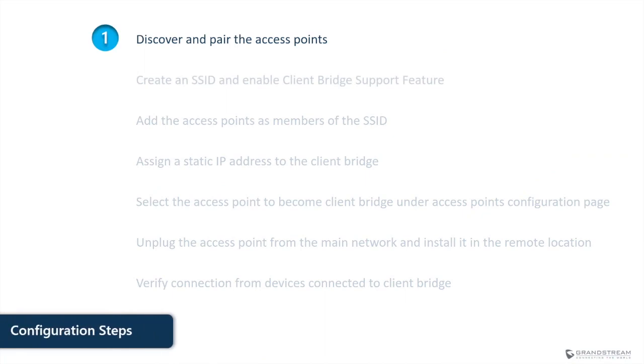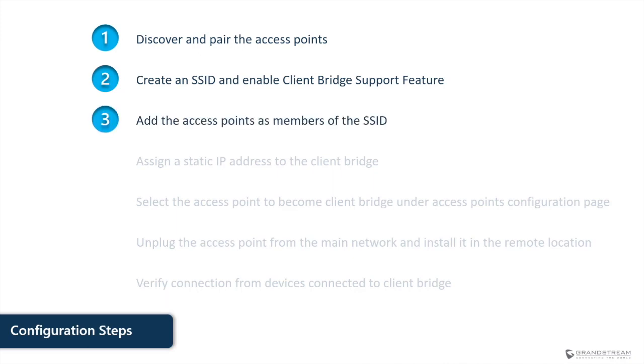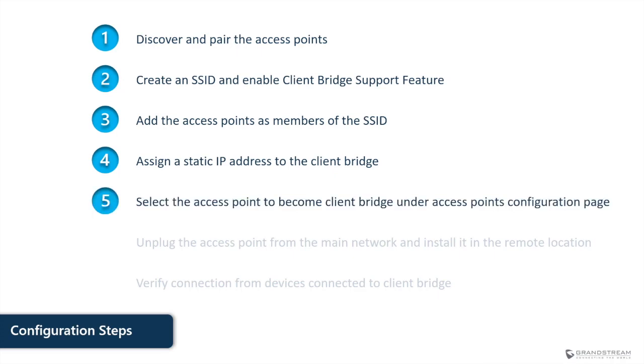Before we dive into the configuration of bridge mode, these are the steps that we need to follow to have a successful and working wireless bridge setup. The first step is discovering and pairing the access points that will be used in the bridge mode setup. Create an SSID and enable the client bridge support feature. Add the access points that will be used in the bridge mode as members of the SSID. Assign a static IP address to the client bridge. Select the access point to become the client bridge in the access points configuration page.